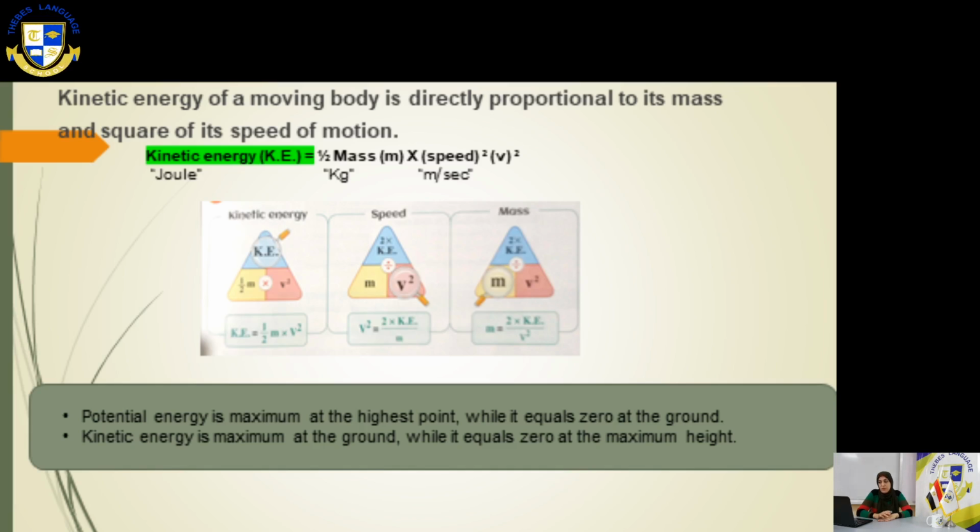Or we can find velocity power 2 by dividing the kinetic energy times 2 by mass. And also we can find mass by dividing 2 times kinetic energy over velocity power 2. And we can find that potential energy is maximum at the highest point, while it equals 0 at the ground. And kinetic energy is maximum at the ground, while it's 0 at the maximum height.